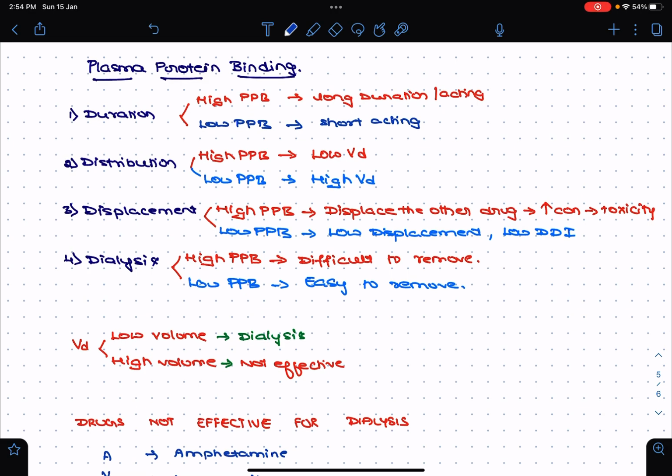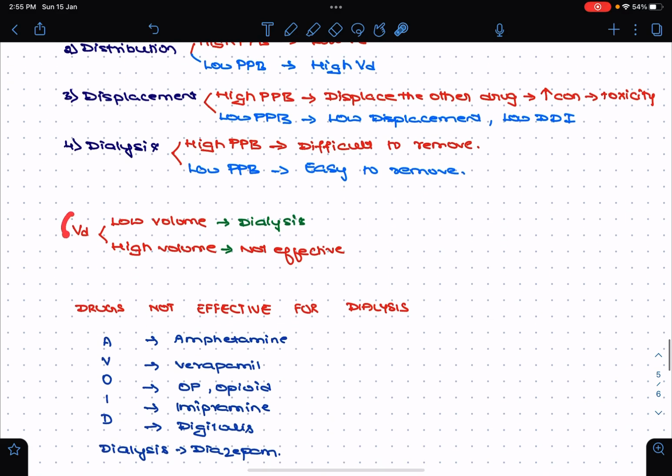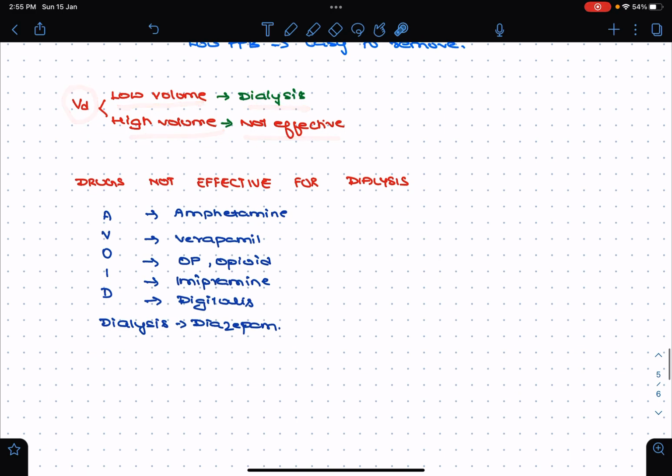So the first concept being, you should remember with respect to the duration, with respect to the distribution, with respect to the displacement, with respect to the dialysis, and with respect to the volume of distribution, which is the candidate for dialysis and which is not the candidate for dialysis. And these are the examples of drugs which are not effective candidates for dialysis: A for amphetamine, V for verapamil, O for opioid and organophosphorus poisons, and in case of imipramine, digitalis and diazepam. Thank you.